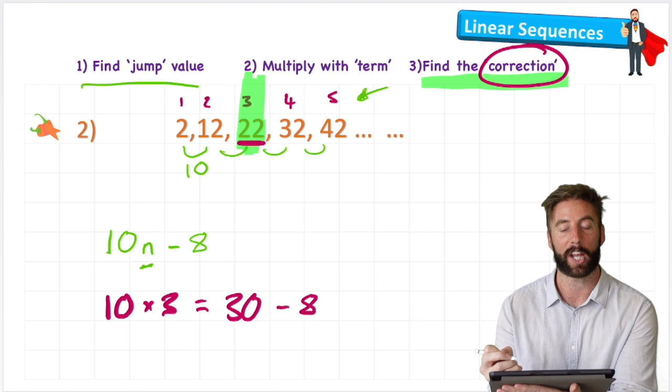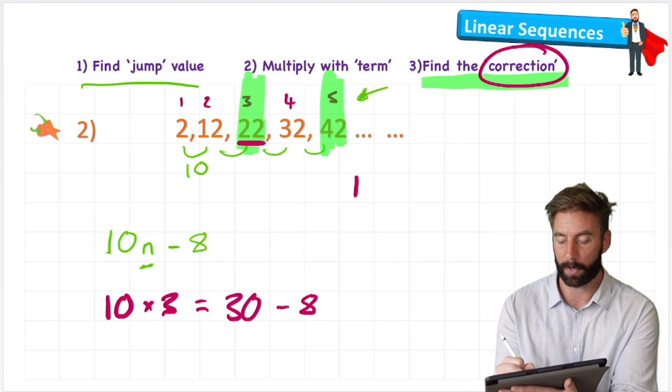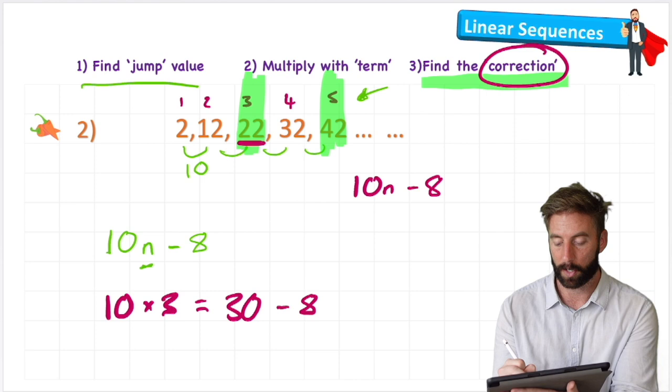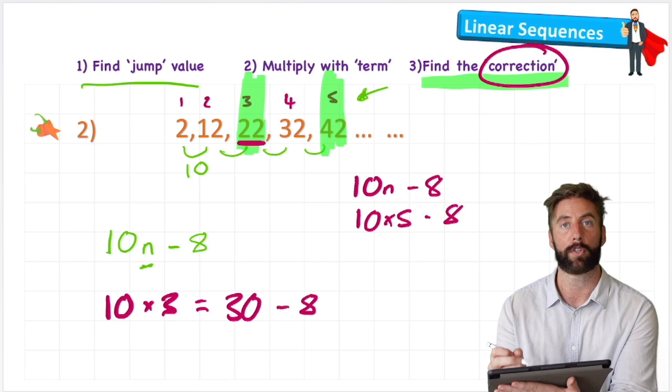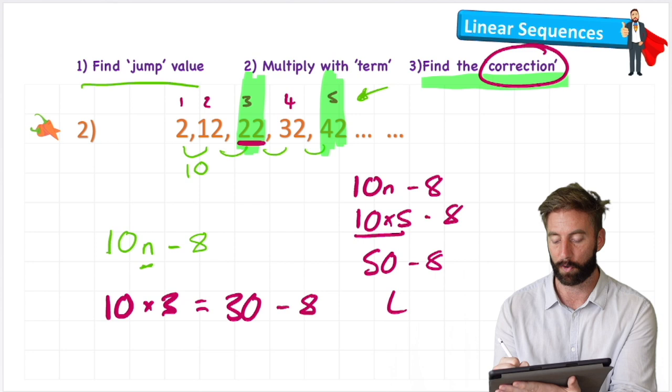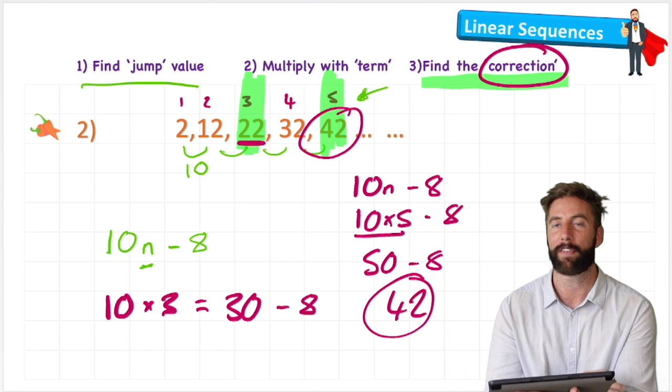Let's check it with another one that we've got. Let's check it against the fifth term. So let's start by writing our formula, 10n minus 8. This time we're going to be looking for the fifth term, so it's 10 times 5 minus 8. BODMAS tells me to do the multiplication first. 10 times 5 is 50, minus 8 is 42, which is the correct number. And again, I can use this formula for any number now in this sequence.